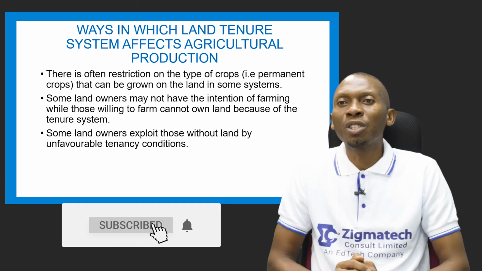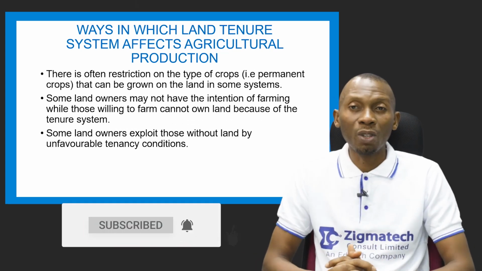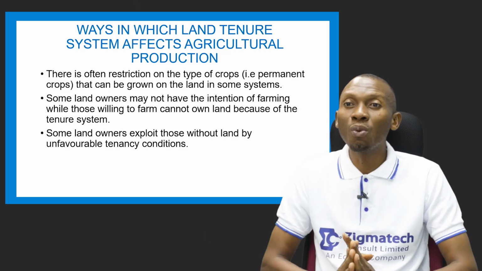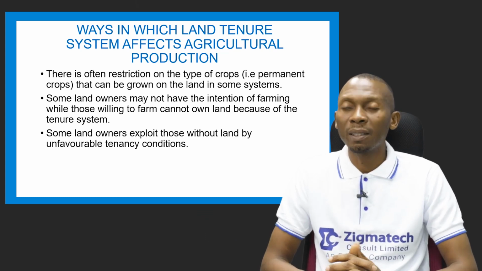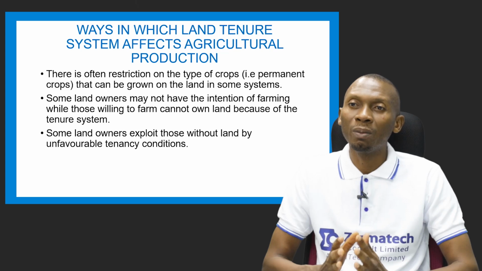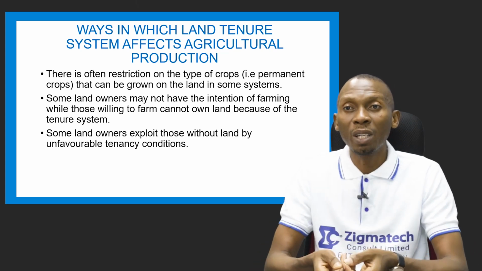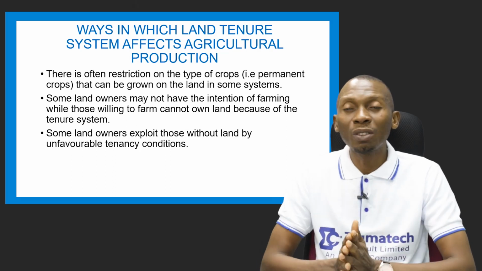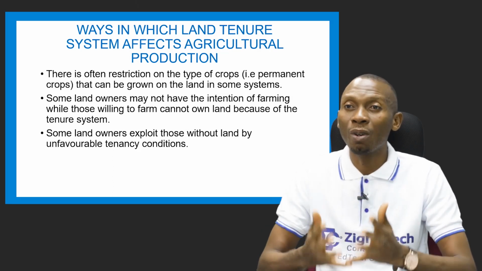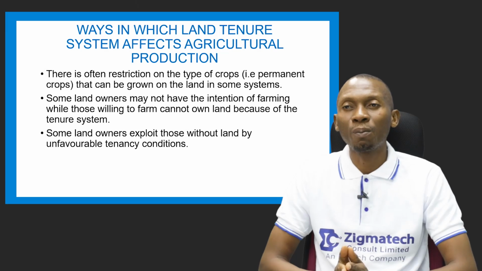Now, there's often the restriction of the type of crops. Talking about permanent crops, they cannot be grown in certain land tenure systems. Remember, for example, tenants at the will of government, which is a land tenure system. The farmer pays a token to get a portion of land. The land does not belong to him, so he cannot cultivate permanent crops.